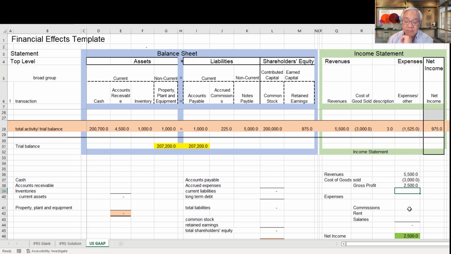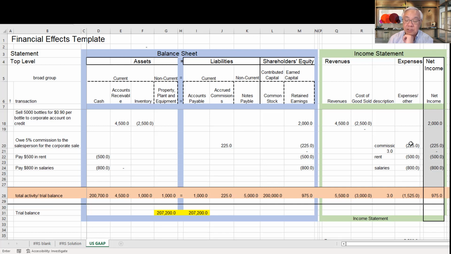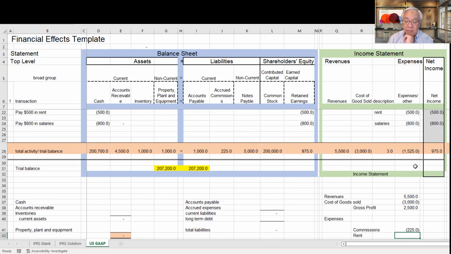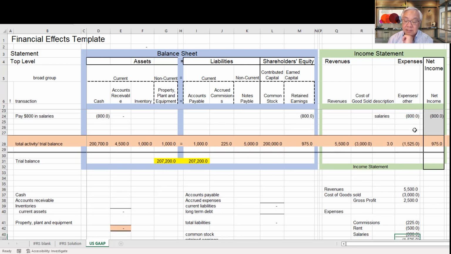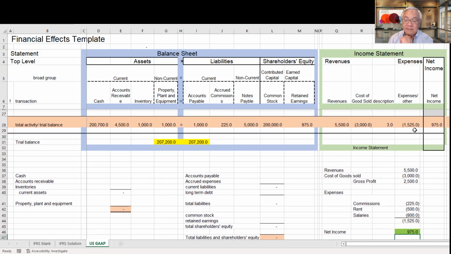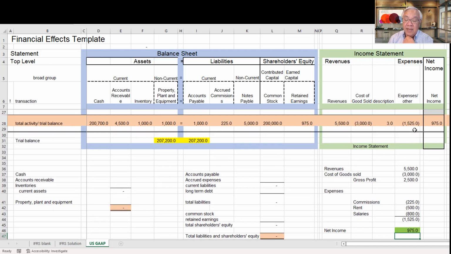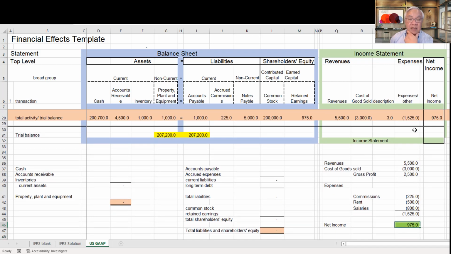Then we had commission expenses. So I'm going to hunt back up there and say, oh, how much in commissions? Right there. And then we have rent, which is right there, $500. And then we had salaries, which is right there, $800. And the sum of that is $1,525. And we now have net income of $975.